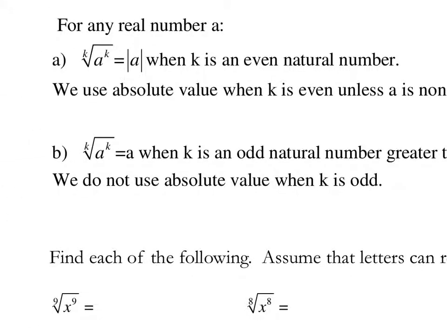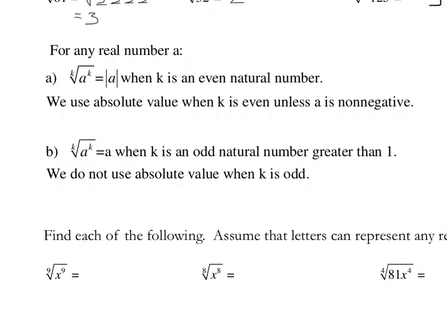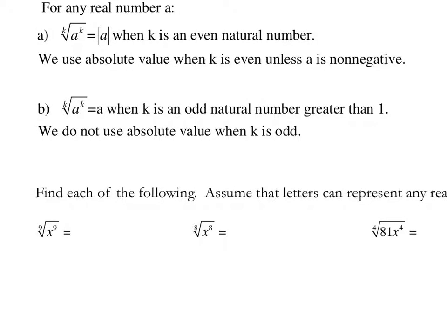For any real number a, the kth root of a to the k equals the absolute value of a when k is an even natural number. So if you're taking an even root of something raised to that even power, you have to have the absolute value as a part of your answer. We use absolute value when k is even unless a is non-negative. If we're guaranteed that a has to be positive, we don't have to worry about that.